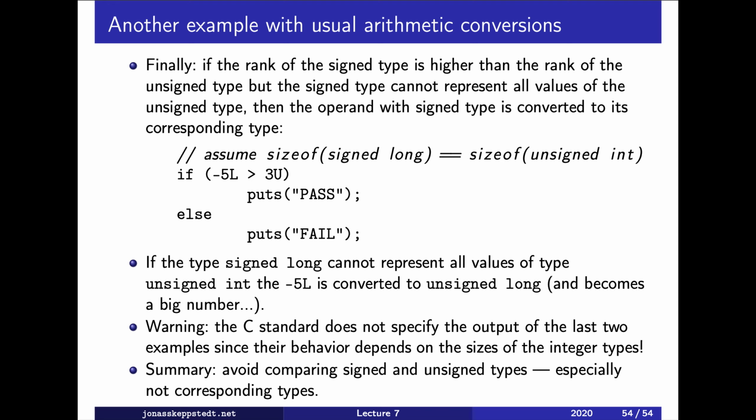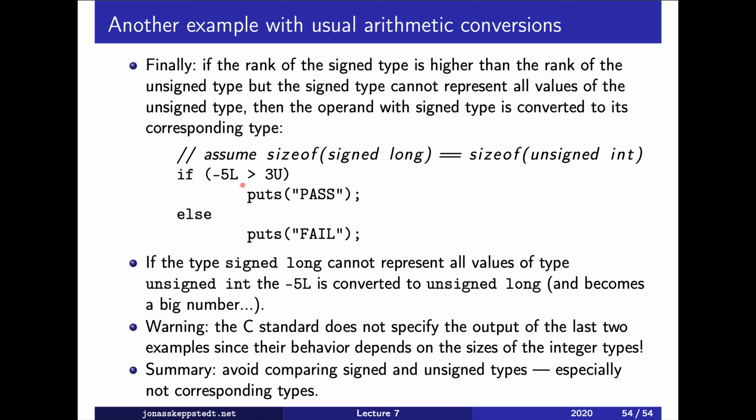Okay, so what happens then? Well, now, this and the previous slide, the output is not defined by the C standard, because it's dependent on the compiler's choice of sizes for integer types. I mean, the behavior is implementation defined. Okay, but let's assume that signed long and unsigned int both are the same size.